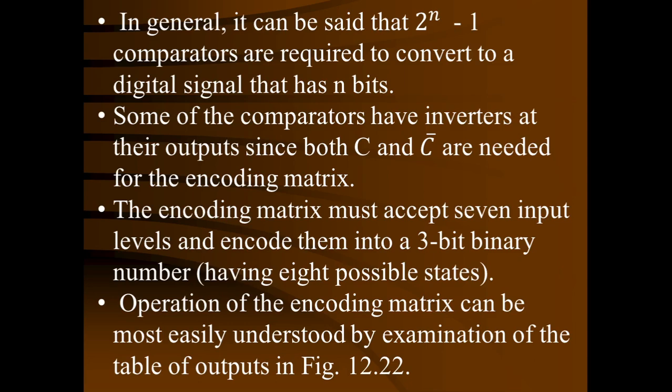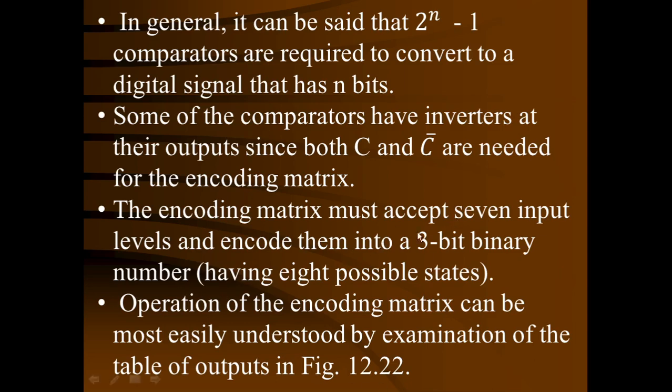Some of the comparators have the inverter at their outputs, since both C and C bar are needed for the encoding matrix. So what is the block diagram? First, there will be comparators. Output of the comparators is given to the encoding matrix. And for the encoding matrix here, for the 3 bits, you require sometimes the output of the comparator and sometimes the complements of the output of the comparators. That means both C and C bar are needed for the encoding matrix. And that's why the inverter NOT gates are also going to be utilized for the encoding matrix.